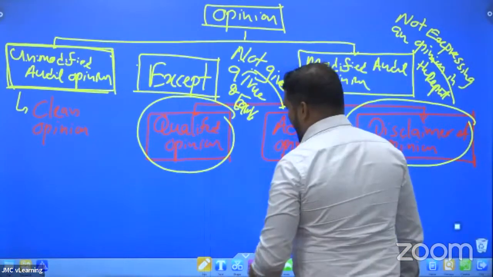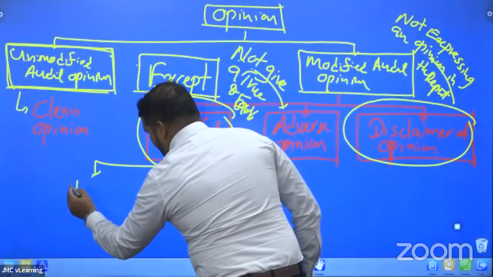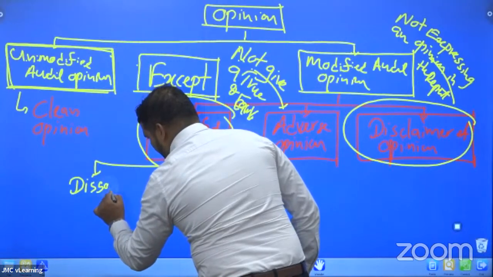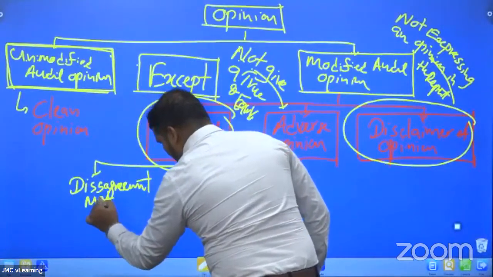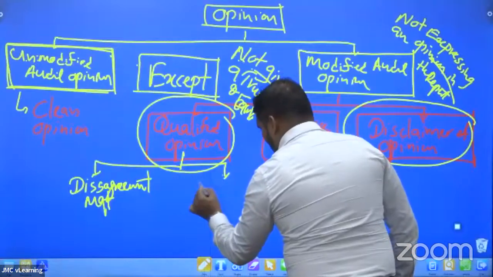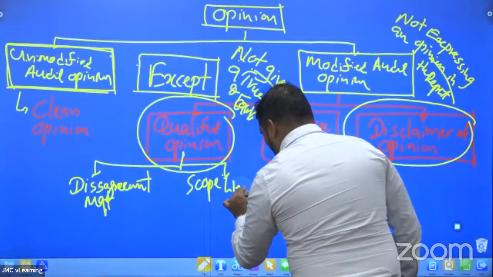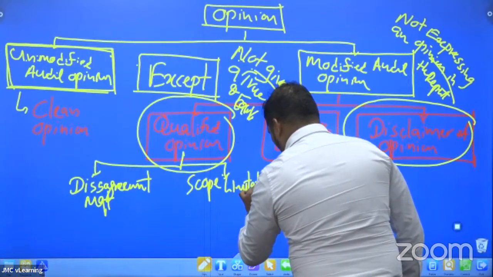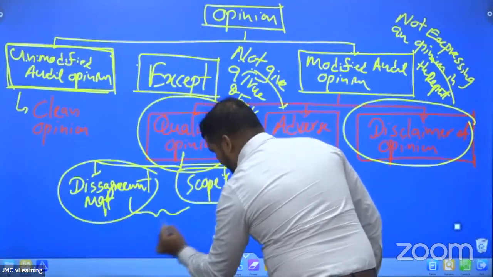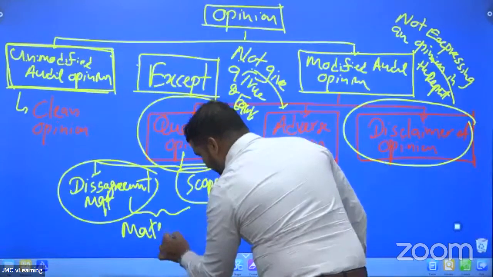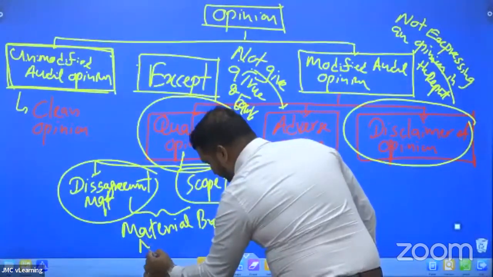So you will go for a qualified opinion in two instances: when you have a disagreement with management, and when you have a scope limitation. In both instances, it is material but not pervasive.